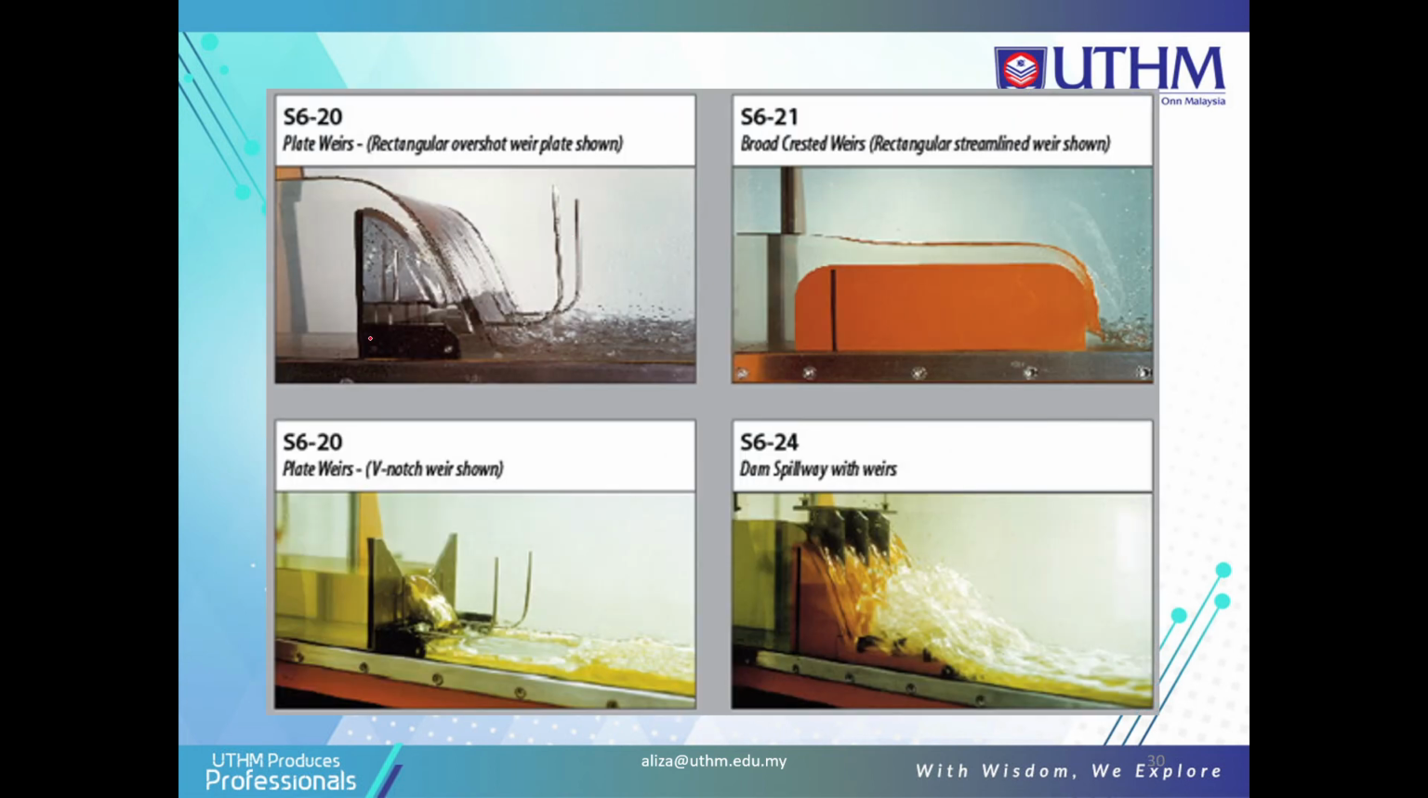This uses the plate weir here, the rectangular overshoot weir plate shown here. This is also a broad crested weir, with the rectangular streamline weir shown here. And also the V notch. Actually this is in the lab, you use this for the laboratory test, based on the plate weir, with the V notch, and also the dam spillway with weir. So there is also a weir here.